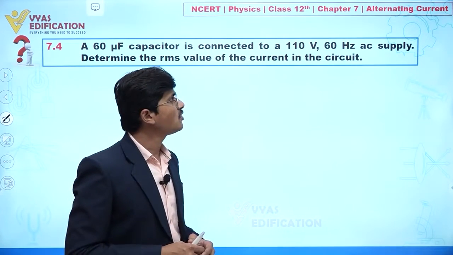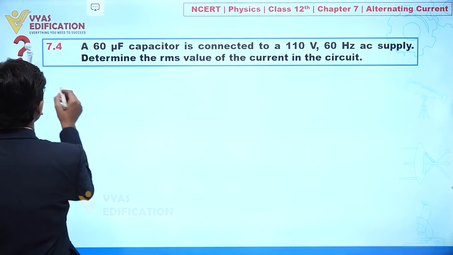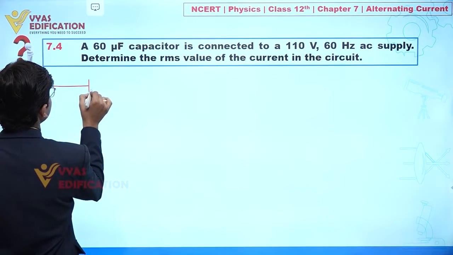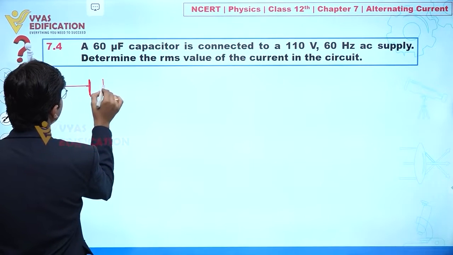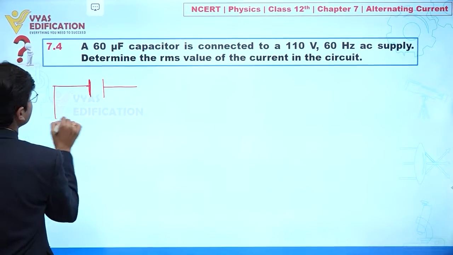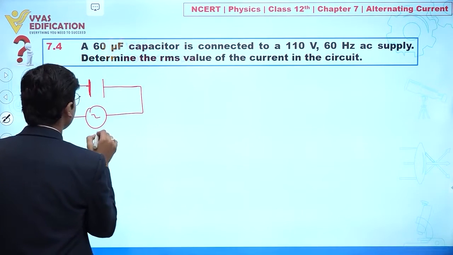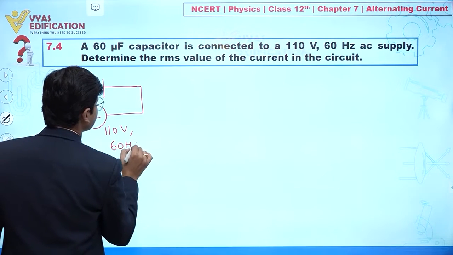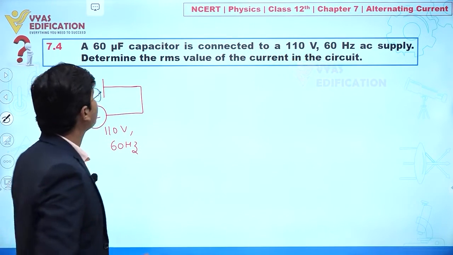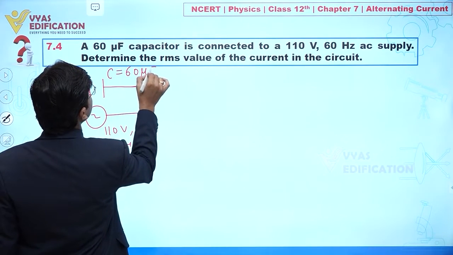Determine the RMS value of current in this circuit. Here it is given to you. Let's suppose this is a capacitor, and this capacitor is connected with an AC supply. The value of the AC supply is given as 110 volt and 60 Hz. The value of capacitance is provided to you, this is 60 microfarad.